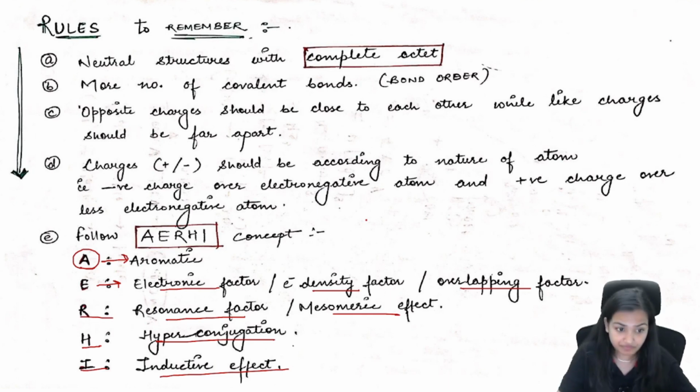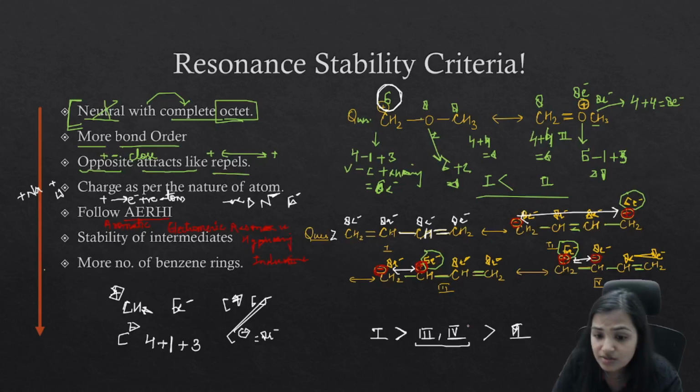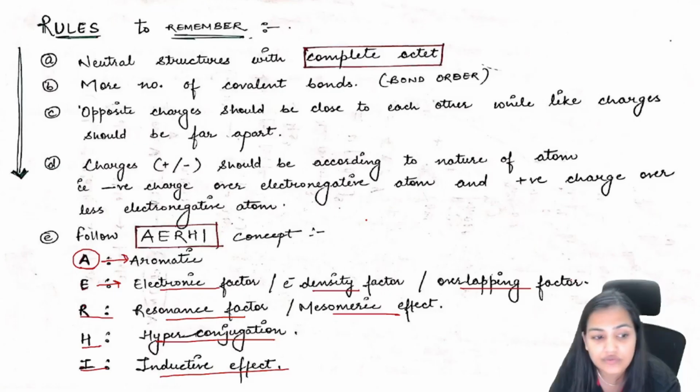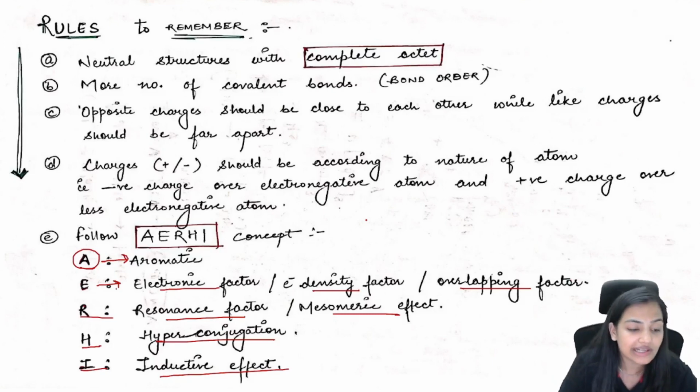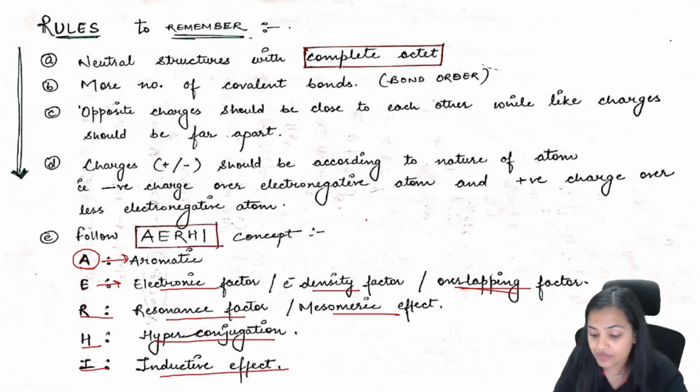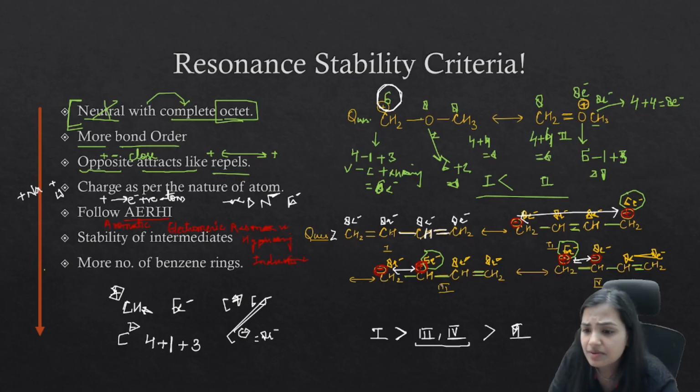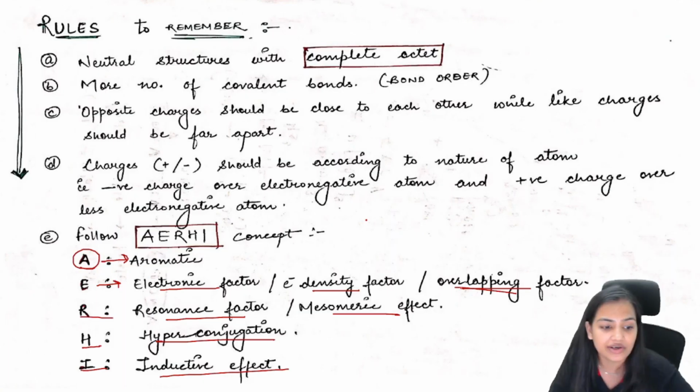Out of all these structures, do we have the second and fourth structure aromatic? No, they are not aromatic. So the A factor, that is the aromatic, no. Out of third and fourth, no one is aromatic, so we are not following that. E, electronic factor or the overlapping factor. If we see the overlap, yes, we will have the same type of overlap here also, the carbon-carbon overlap. So we have the same kind of overlap.